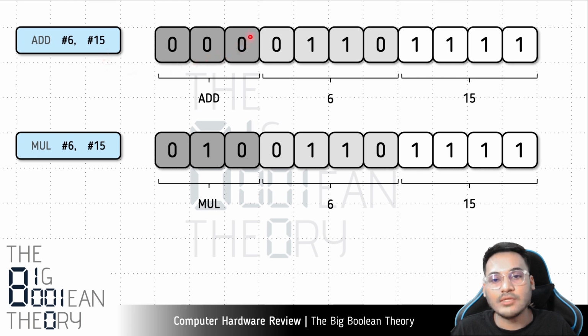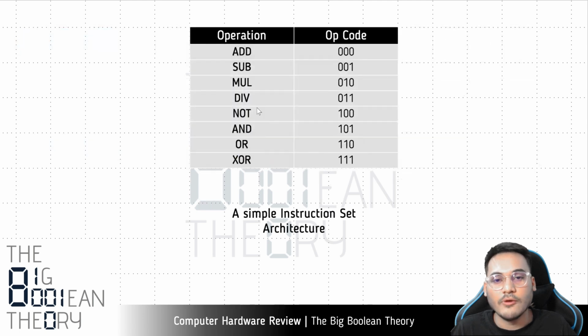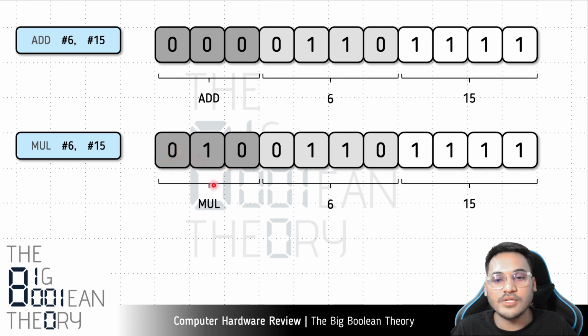And finally here we have the operation code. So operation code 0 is for add, and as we saw in this table, for multiply the operation code is 0 1 0. So 0 1 0 we substitute for multiply. So now when the computer sees this instruction, it can break it into 3 parts. It knows how to break it into parts.